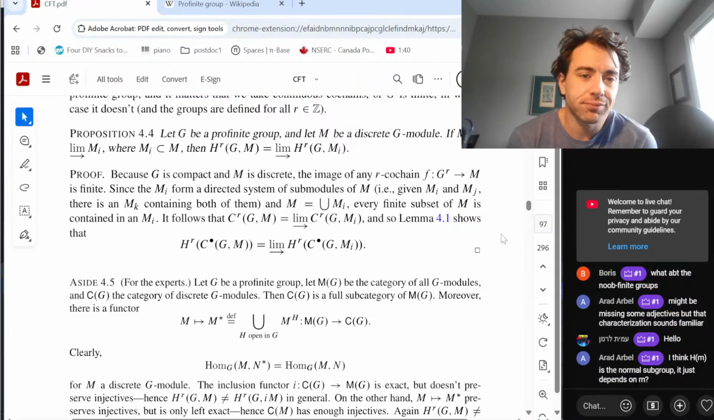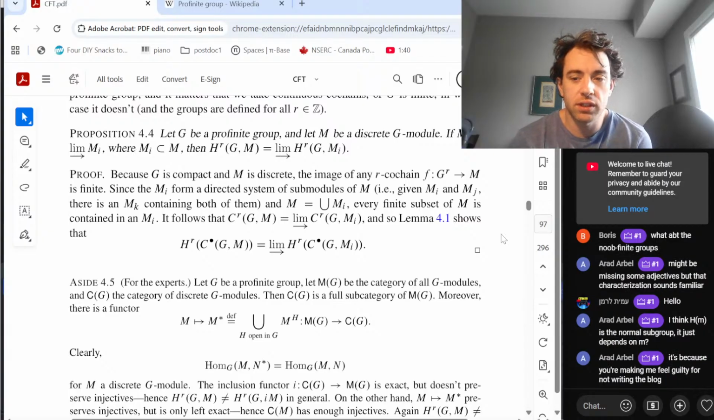Okay. So let G be profinite. Suppose that M is discrete.